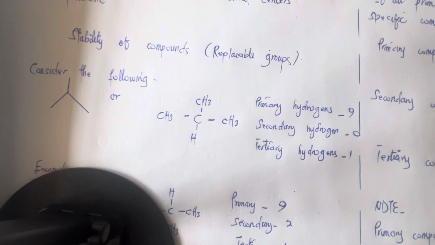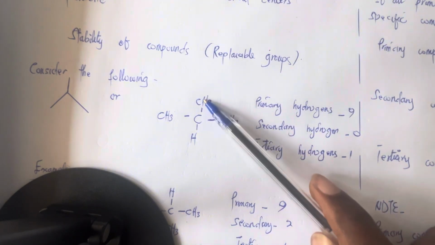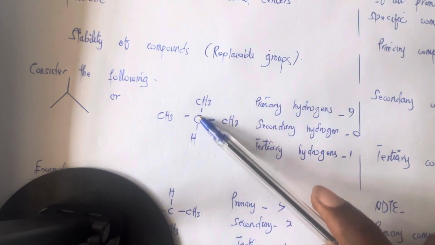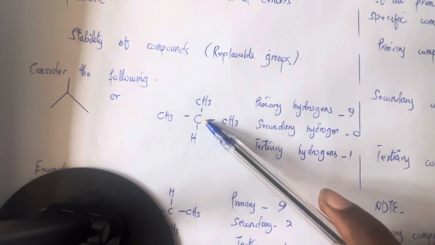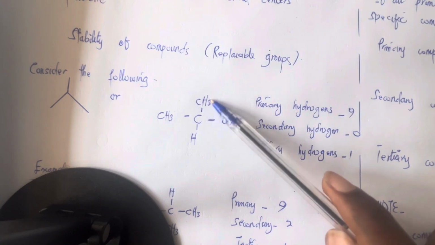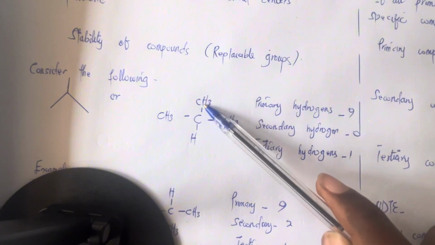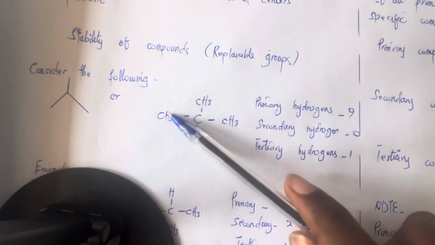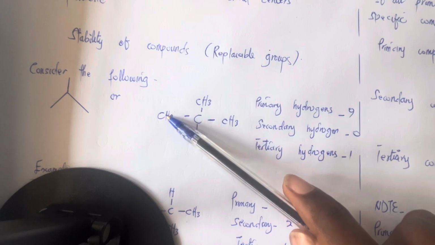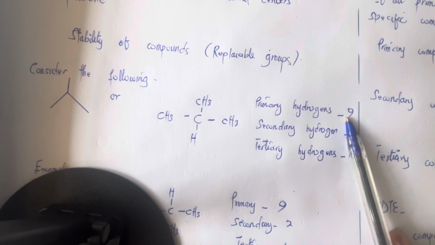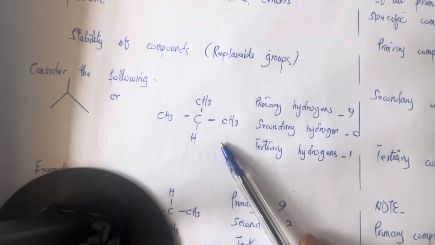Okay. So when you look at this, for instance, this CH3, this carbon is bonded to only one carbon here. So all these 3 hydrogens here are primary hydrogens. The same thing applies here, primary hydrogen. So now in this compound, there are 9 primary hydrogens in the molecule.